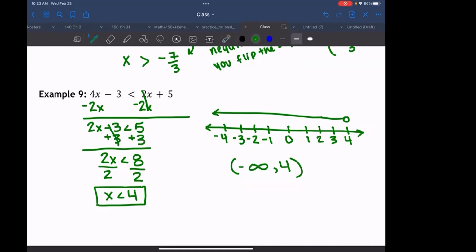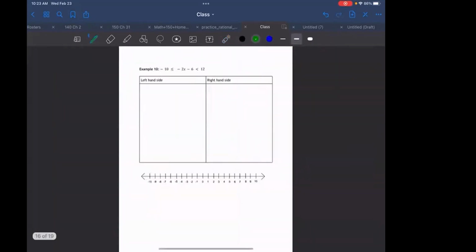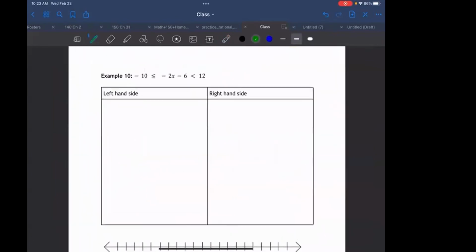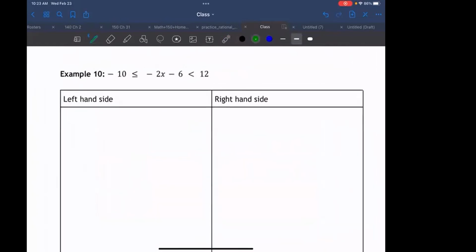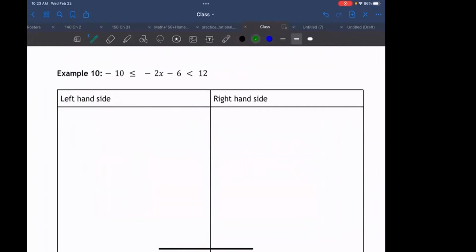All right, let's take it up a notch a little bit more. If you flip the page of your notes, we have example 10. This goes through an inequality that is a little bit more complicated, right? This is like our 3rd example up in that chart. We have x, but it's smushed between 2 numbers, right?